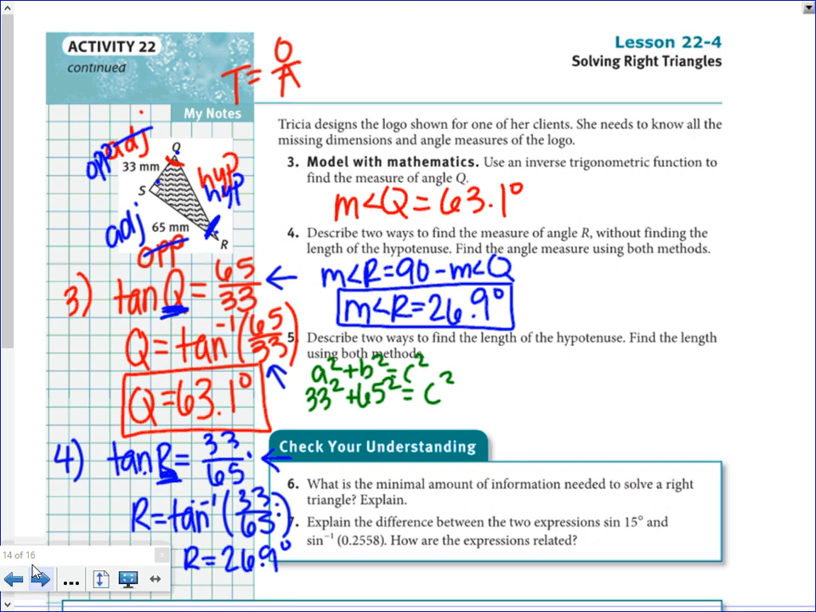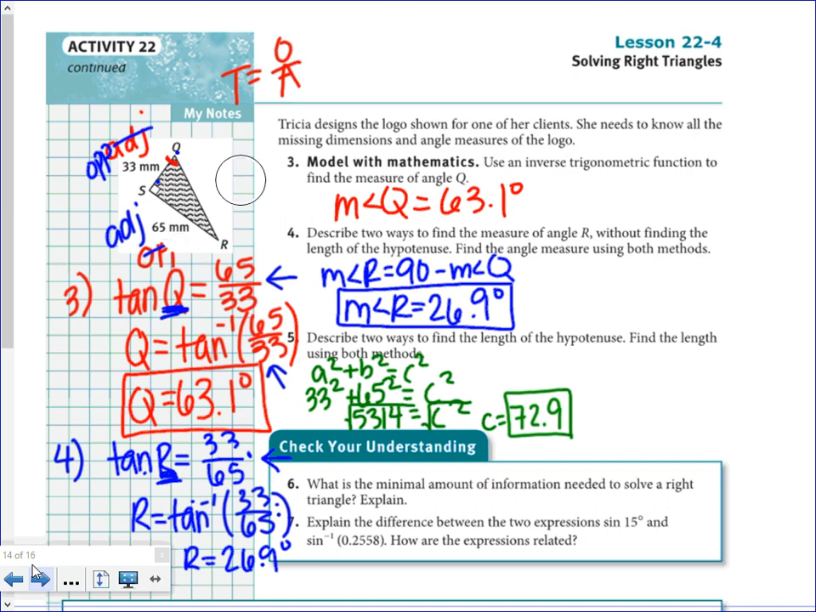So if you do 33 squared plus 65 squared, you get 5,314. Then you take the square root of that. And so the square root of 5,314, I get that C is 72.9 if I round to one decimal place. So that would be my length of my hypotenuse. So that's one option. Another option is to use trig. And so there are actually 4 different ways that you can use trig here. And I'm just going to do one of them. But any of the 4, you should still get the same thing.